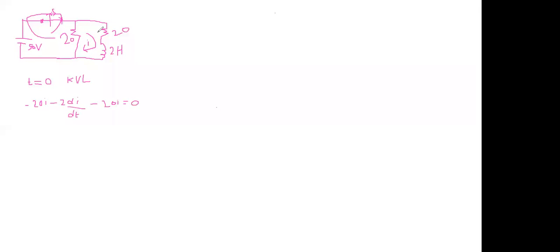Here I am writing this loop equation only. When the switch is open, it means 50 volts is not connected, and only this part of the circuit remains. So minus 20I minus 2 di by dt minus 20I equal to 0. The minus sign is common to all the terms. Finally, 40I plus 2 di by dt equal to 0.